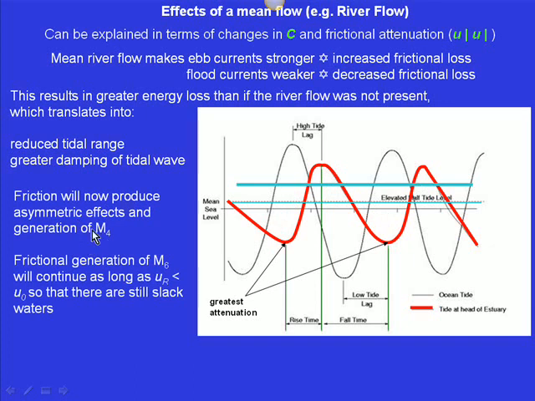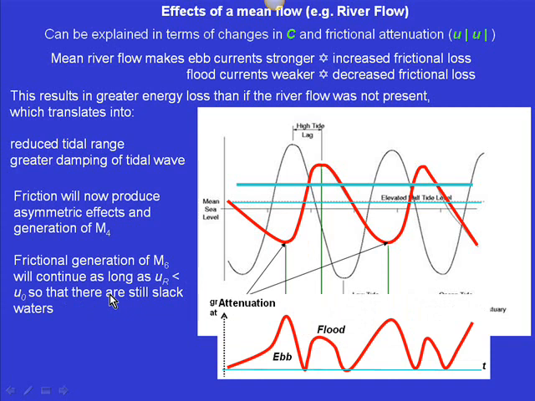The generation of M4. And you will still have symmetric effects that will produce M6 because you will have strong attenuation here, strong attenuation here, strong attenuation here, strong attenuation here. So you do have frictional generation, although it's asymmetric. So you will have the generation of M6 as long as the river velocity is smaller than the tidal current velocity. So what that looks like is something like that. This will generate an M6 distortion.